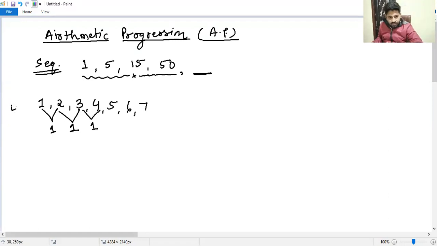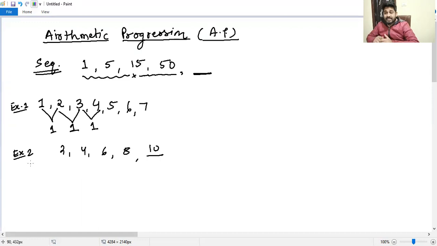Okay, similarly we can take another example. Any table, we can take any table. If I take 2, 4, 6, that is the table of 2, or we can say the set of even numbers. So if we add 2, we get 4, then we add 2, we get 6, then we add 2, we get 8. So obviously the next number will be 10. So this is also an arithmetic progression because of the constant difference.